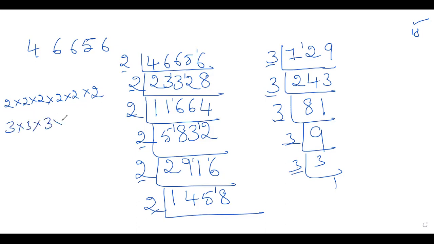3, 4, 5. Group 3, 3 numbers. Yes, 2 twos, 3 numbers. Correct, 6 numbers. Then we can group it. What about 3? We have only one group. But what about here? Yes, we need one more 3 here. We need 3, 3, 3. What about here? We have only 2 3s. We need 3 3s, but only 2 3s are there. So we can say that 46656 is not a perfect cube number.